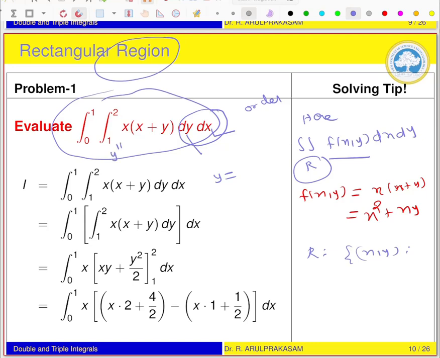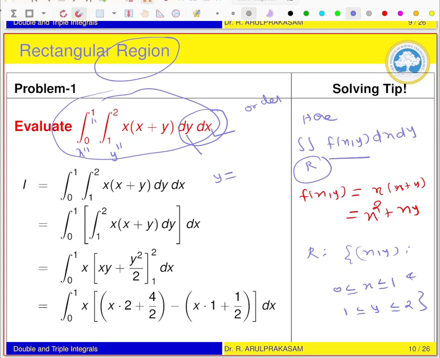What is next? The outer integral's integrating variable is x. My x variable limit is 0 to 1. So we define my region mathematically: x value from 0 less than or equal to x less than or equal to 1, and y value from 1 less than or equal to y less than or equal to 2. This is my region of the integral.